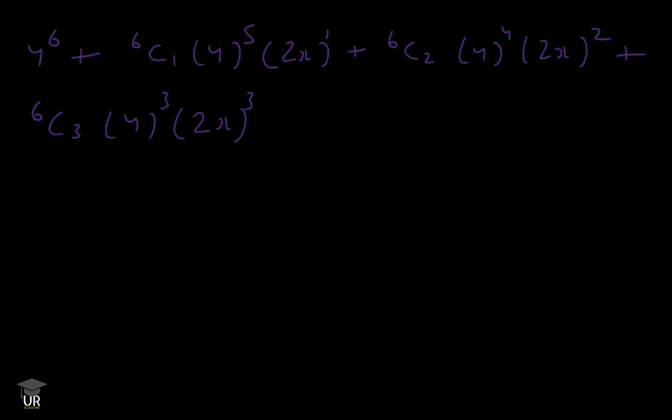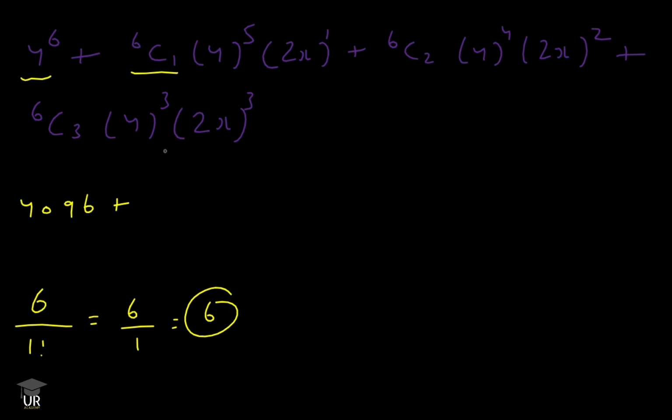So now let's just solve this. 4 to the power 6 is actually going to be 4096 plus, now let's solve this. In order to solve 6C1, you can directly input this into the calculator, but if you want to do it by the formula, this will become 6 divided by 1 factorial. 1 factorial is just 1, so this will become 6 upon 1 and you will get 6. So 6C1 is actually 6, right? So 6 multiplied by 4 to the power 5 multiplied by 2x, what we are going to get is 12288x.